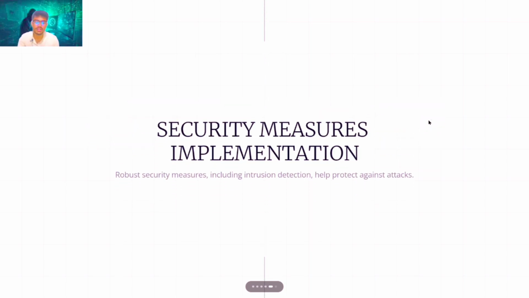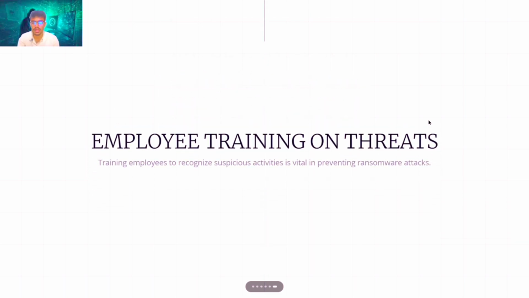Here are security measure implementations. Robust security measures including intrusion detection help protect against attacks. Employee training on threats. Training employees to recognize suspicious activities is vital in preventing ransomware attacks. If you are in a company, all employees should have knowledge about threats, how to prevent ransomware attacks, phishing attacks, and other threats. Let's move on.